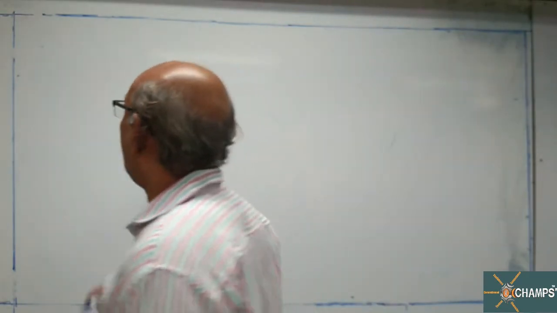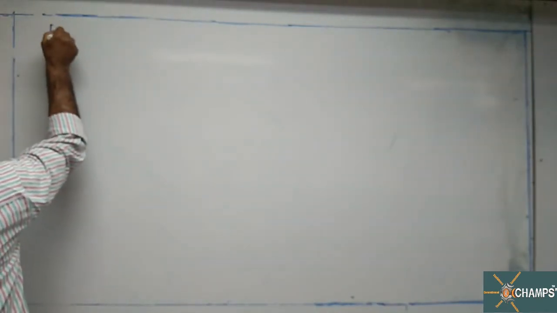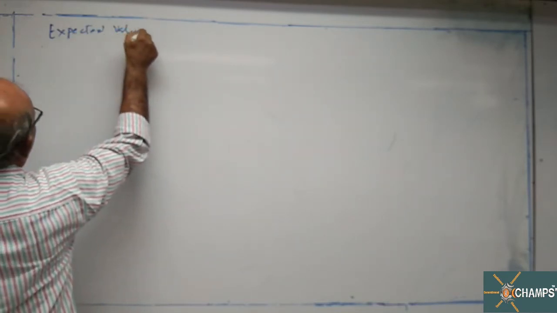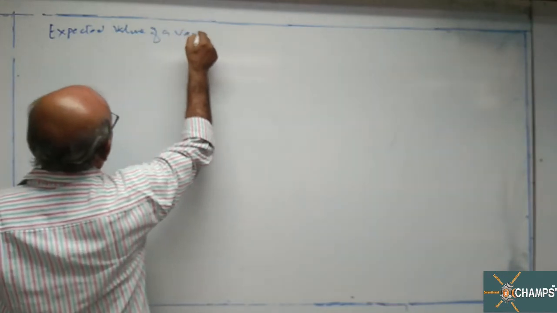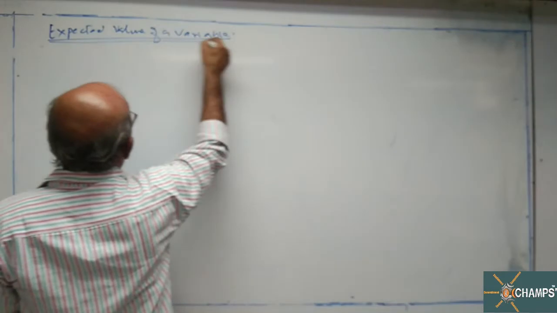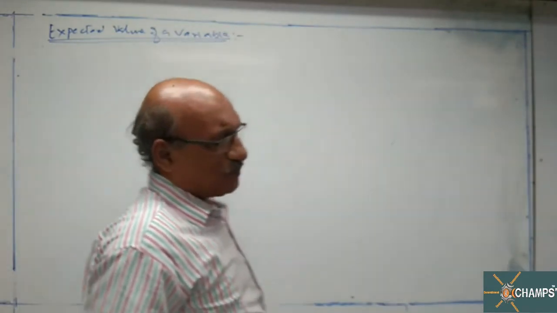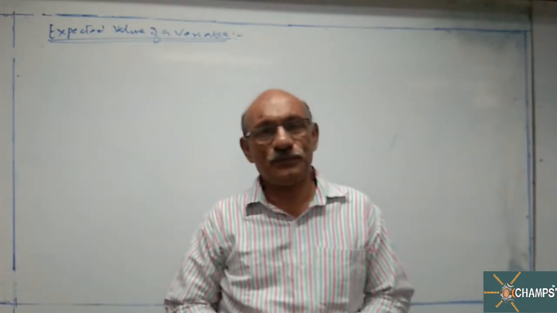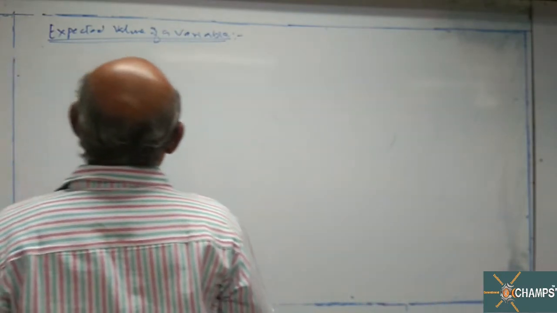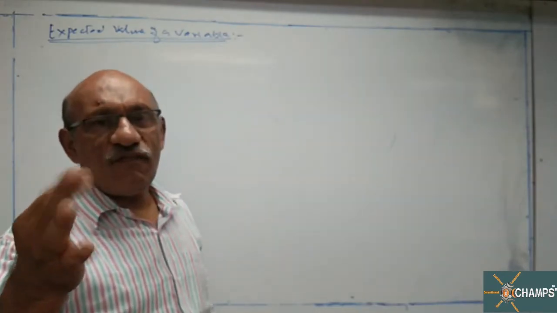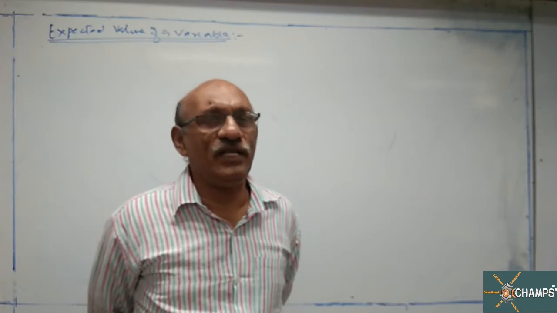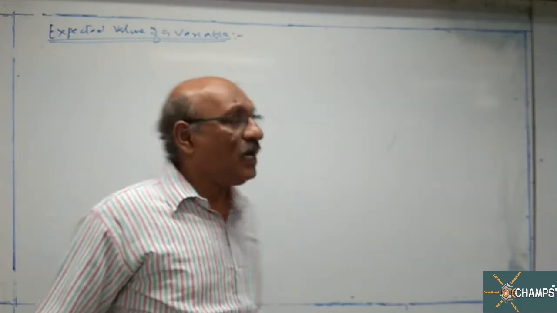Now, I am discussing the expected value of a variable. Now, what does it mean actually? Expected value means calculation of arithmetic mean. Calculation of arithmetic mean with the help of probabilities is called expected value. Let us see this, sir.